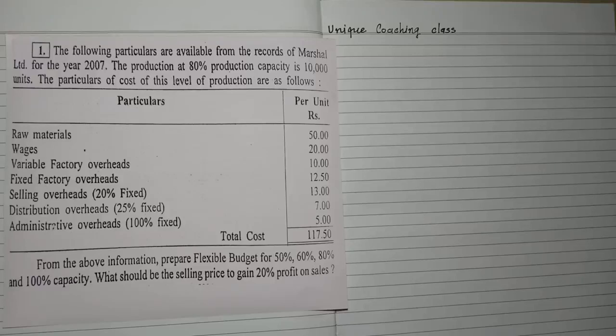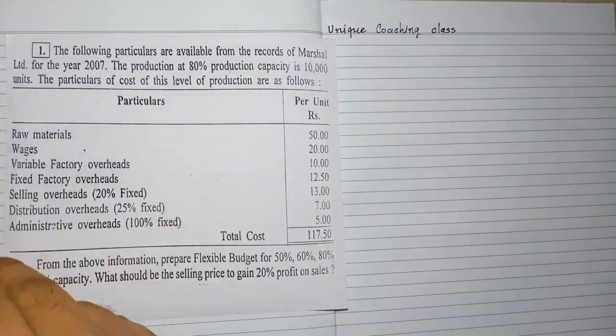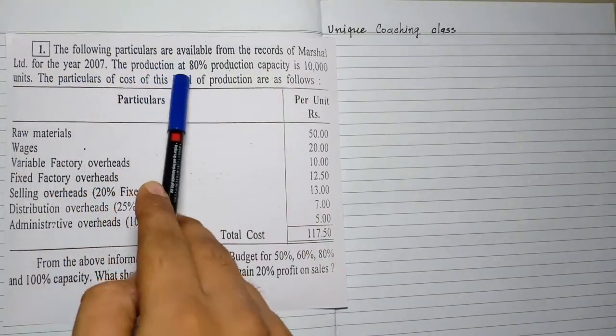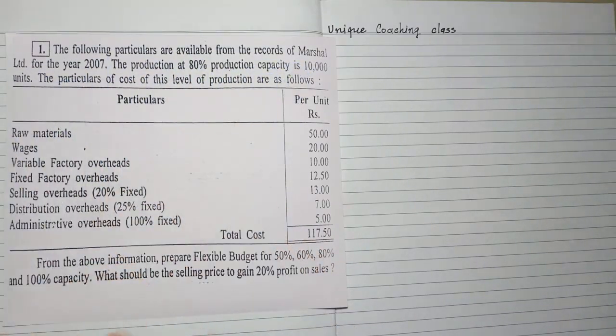Hello, good morning students. Now in flexible budget we are going to solve the second sum of this chapter. The following particulars are available from the records of Marcel Limited for the year 2007. The production at 18% production capacity is 10,000 units.